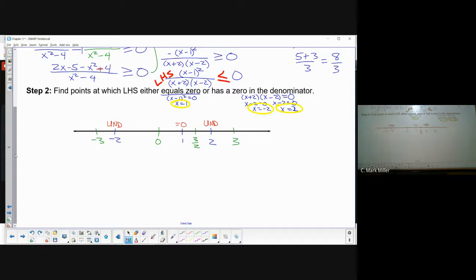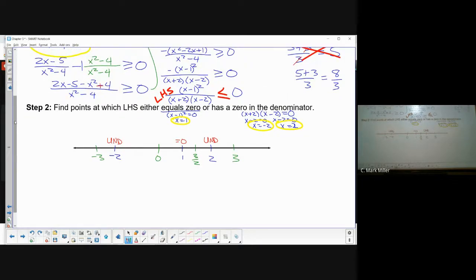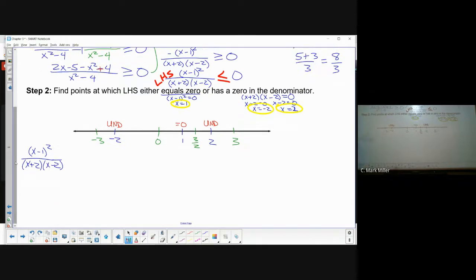Now, this is where a little bit of wisdom can save you some work. We want to find out whether this expression here, x minus 1 squared divided by x plus 2, x minus 2, is positive or negative at those green points.